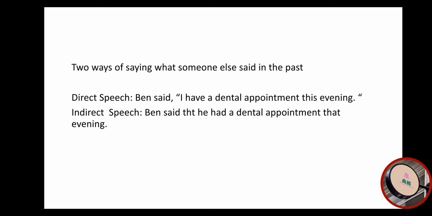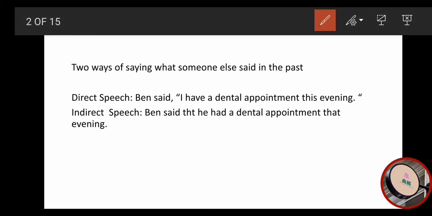Here I told you there are two ways of saying what someone else said in the past. Direct speech is all about the past. Here you can see the example: Ben said, "I have a dental appointment this evening." This is direct speech. Here, "I have" is not past, so you can say it's present.